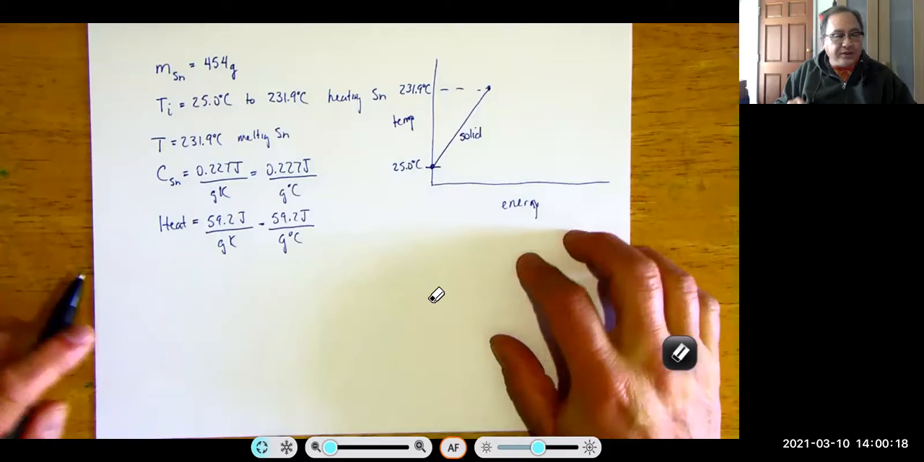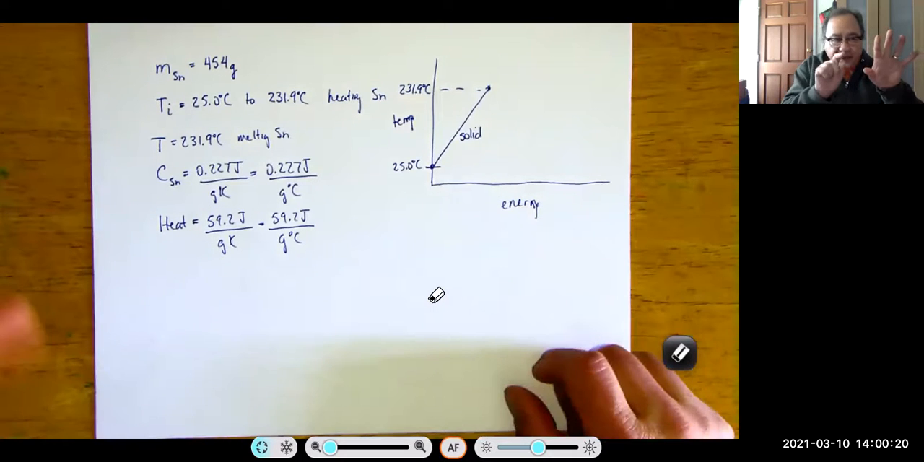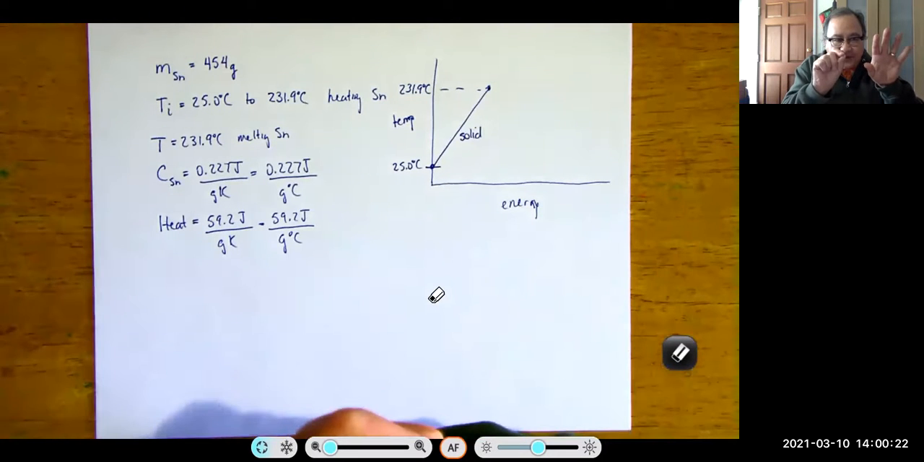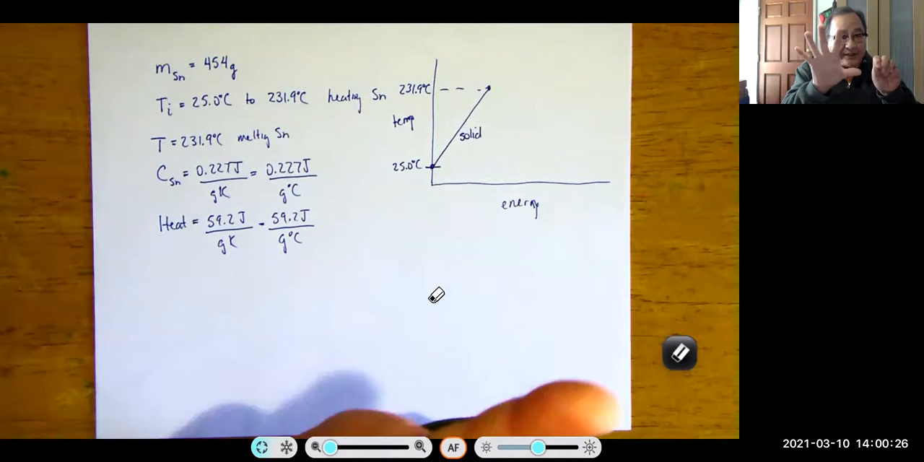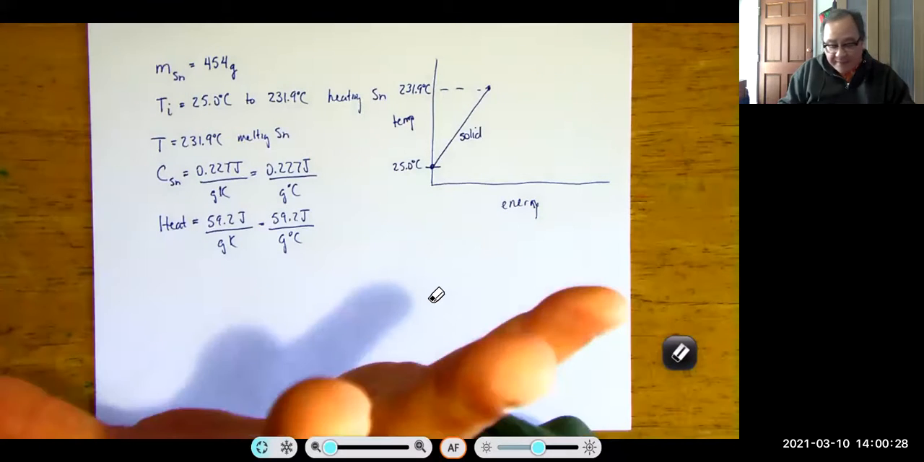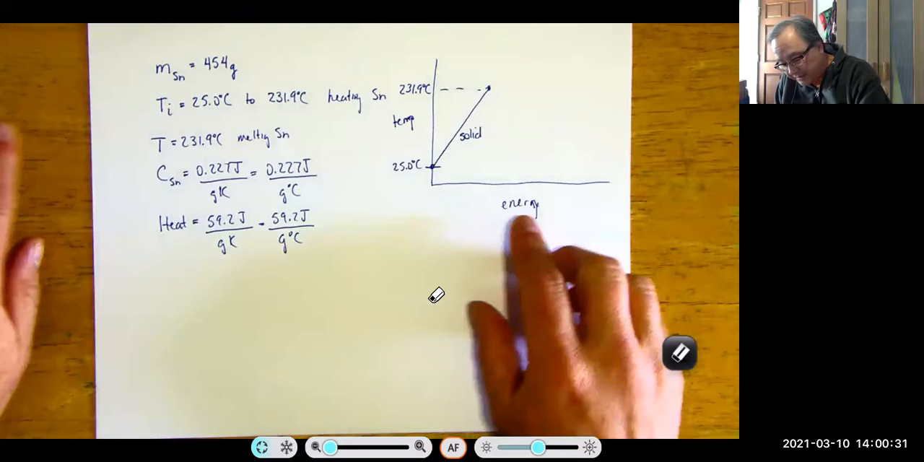So when there's a lot of solid and a little bit of liquid, as the solid goes away and it becomes a lot of liquid, their temperatures stay the same. So that means the temperature does not change.